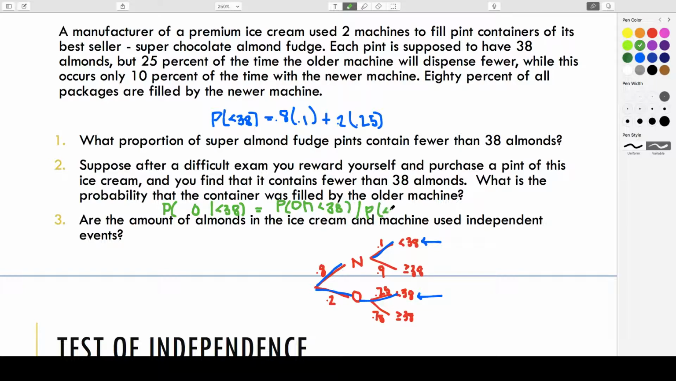Tree diagram. Where's the top? 0.2 times 0.25. Good. So the top is old and less than 38. So that would be the top: 0.2 times 0.25. I'm just going to highlight it, and that would be orange. Follow the orange. What about the bottom? The probability that it's less than 38. That's the blue we did up there. Very good. Just refer back to your answer in A. And you got it.